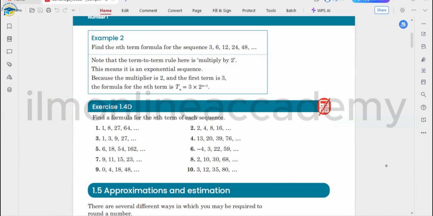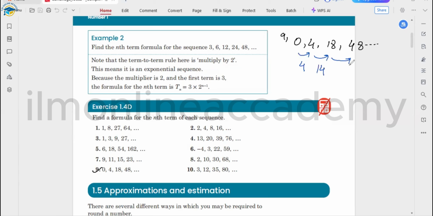Now let's move towards part number 9. We have the sequence 0, 4, 18, 48, and so on. So now we are going to find out the first difference. So 4 -0 will be 4. Next, we need to go with 18 -4, and it will be 14.